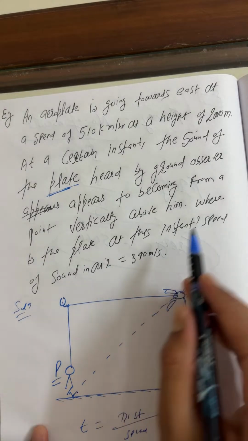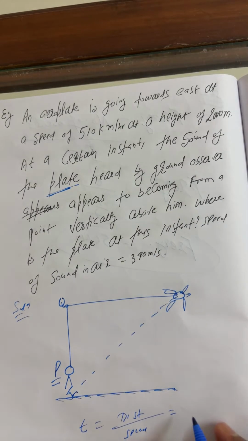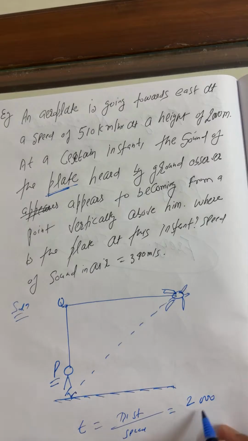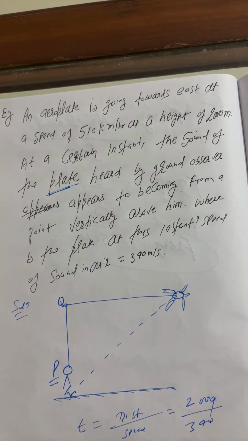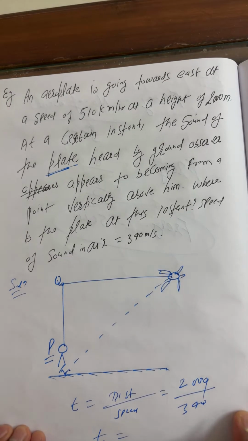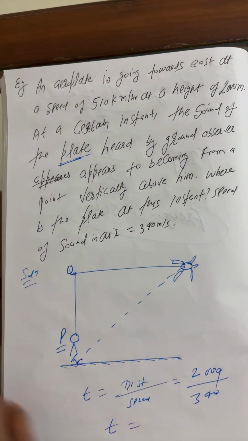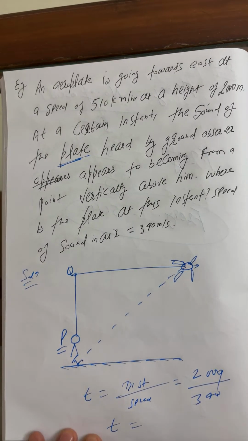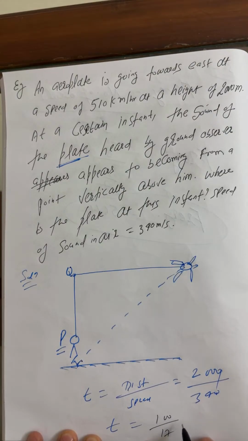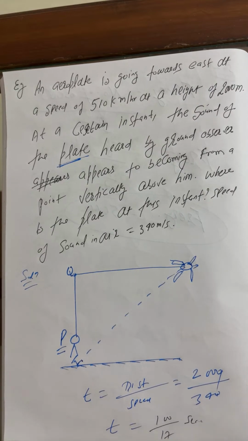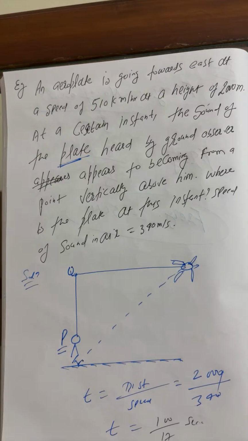So what distance was mentioned here? 2000 meter. So this is 2000 here, and speed is what? This is 340. Cancel here. So time you can write, how much? Time is 100 by 17 seconds. Correct, yeah. Okay.